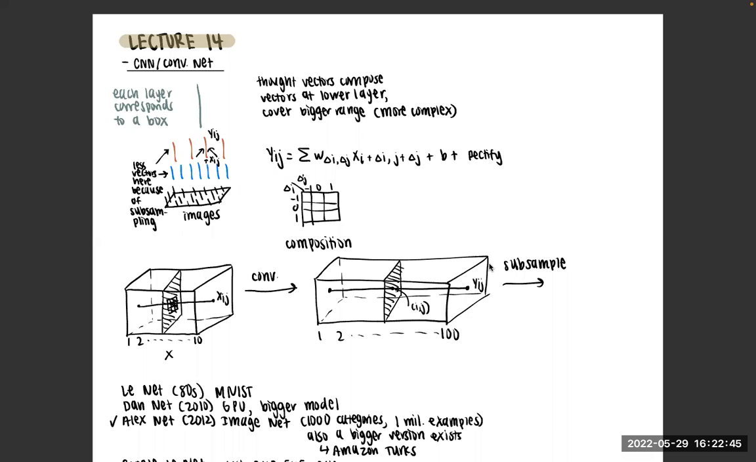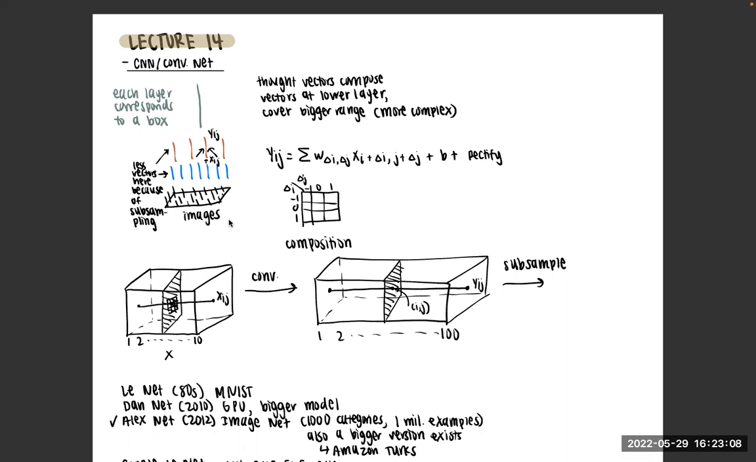Okay, so I'm going to record lecture 14, where we continue our study of CNN or ConvNet. For the convolutional neural network, I use this plot to illustrate the basic idea, where we focus on the notion of neural network as a team of vectors.